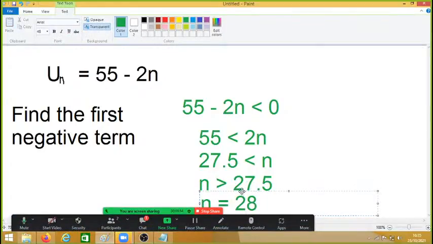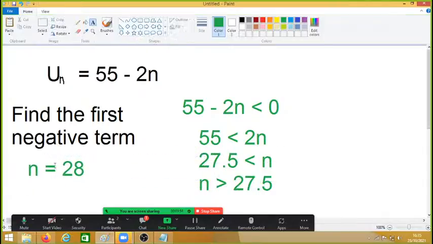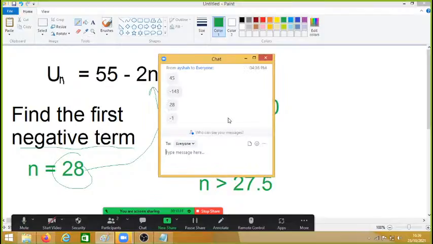So if we try n is equal to 28, remember, we are looking for the first negative term. So that means we actually want the answer. So we're going to have to substitute the 28. The 28 isn't the number in the sequence. We want to know the sequence. What number would be the first negative number in the sequence? So substitute the 28 in and tell me what you get as your answer. 55 take away 2 times 28. Minus 1 is good.